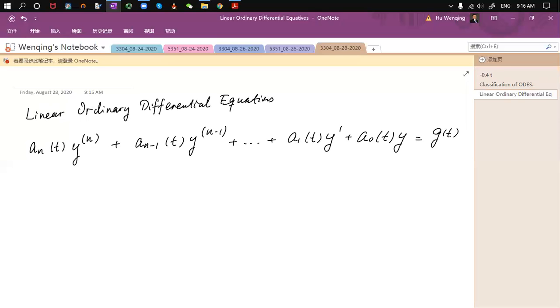So let me ask you the question. What's the order of this ordinary differential equation? Can anybody give me an idea?